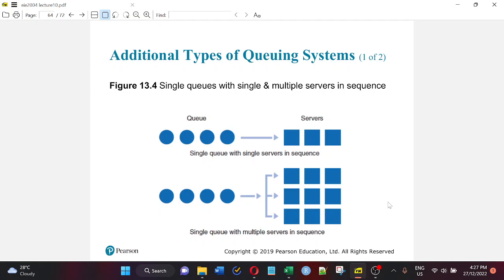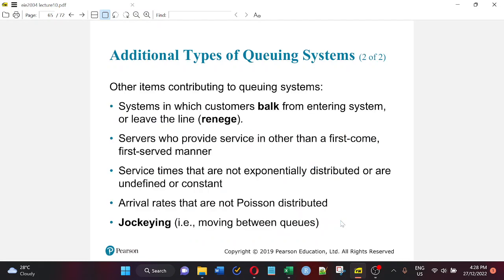Sometimes we have a single queue with multiple servers in sequence. Like you go to the first server and then you have to go to the second server and third server. Or you can have a single queue with multiple servers in sequence, like this. So this is some additional type of queuing system that we don't discuss in this topic, but the operating characteristics can be computed in those.